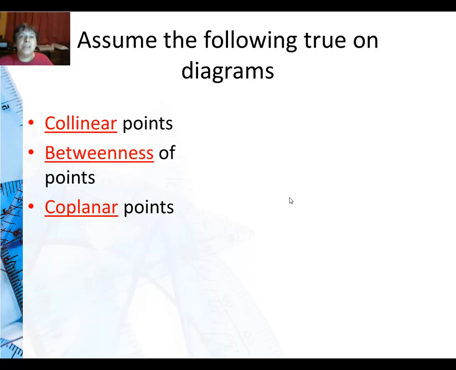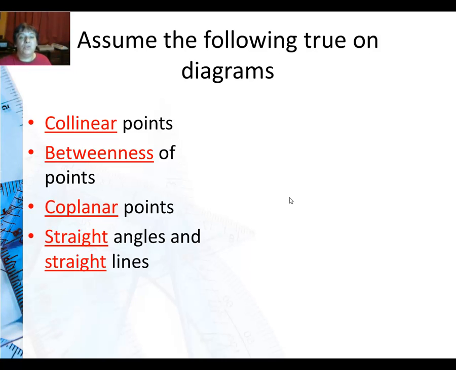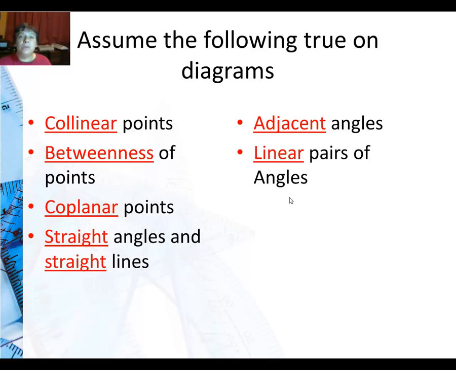If points look like they're on the same plane, then they are on the same plane. Straight angles, which are 180-degree angles, are 180, and straight lines are straight. Do not assume that a line's gently bending. Adjacent angles, if they're touching, they are touching. And if two angles form a linear pair, where it's like 180, they form a line, then they do. And vertical angles are these angles. If they cross, they are vertical angles.